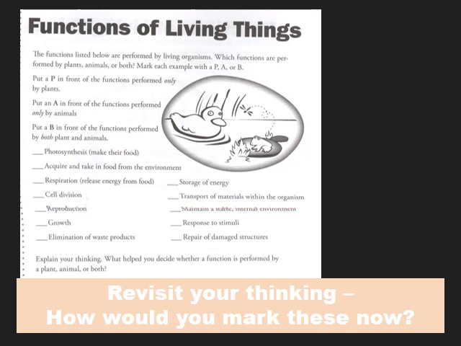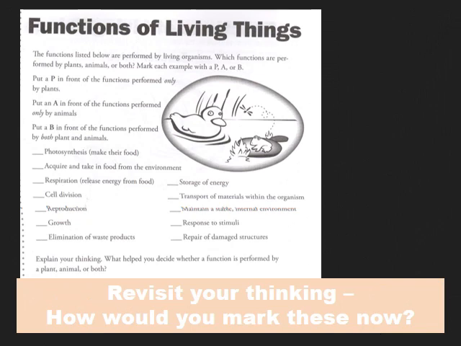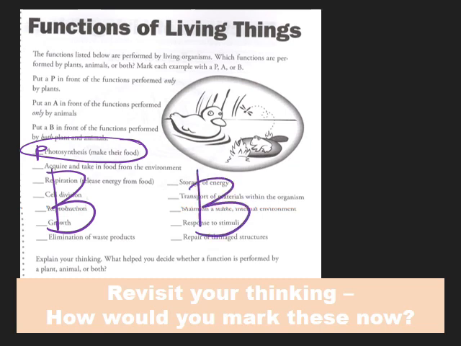So let's just revisit your thinking. Would you agree with what you initially marked? Maybe here we are at the end of the unit and you've realized that your answers would be a little bit different. And if you're wondering what the correct answer was, all of them are B except for this one. Photosynthesis is only done by plants or things that are considered producers. So that one would be P, but all the rest are B, meaning both plants and animals do those activities.